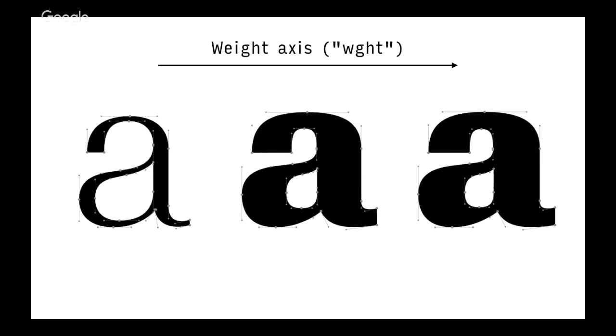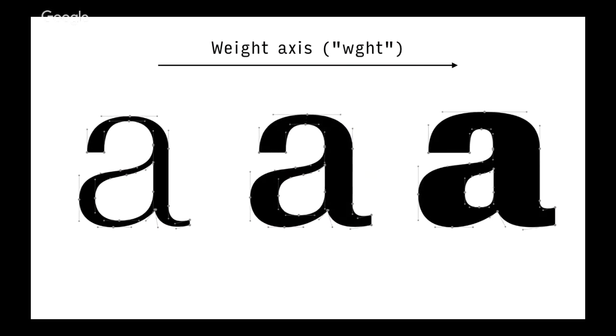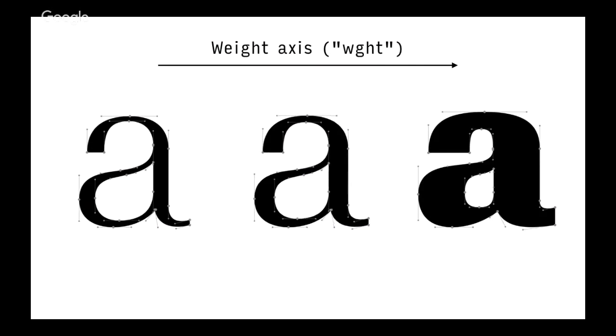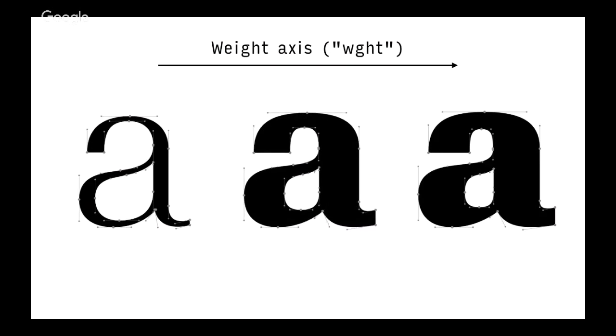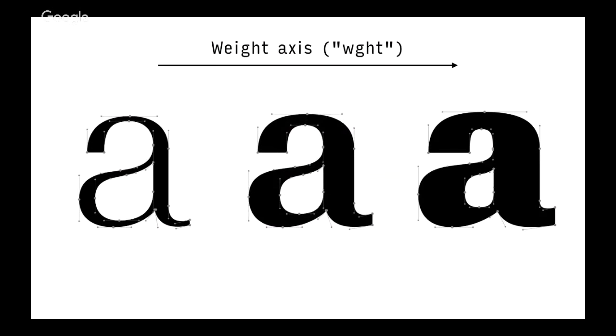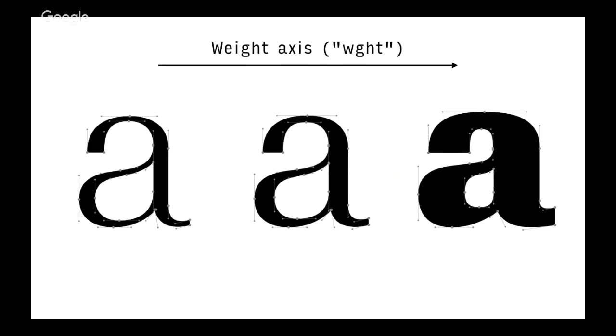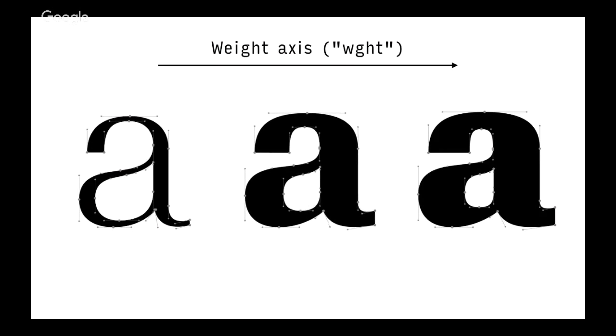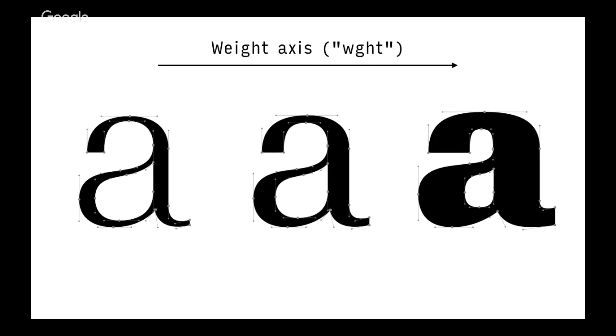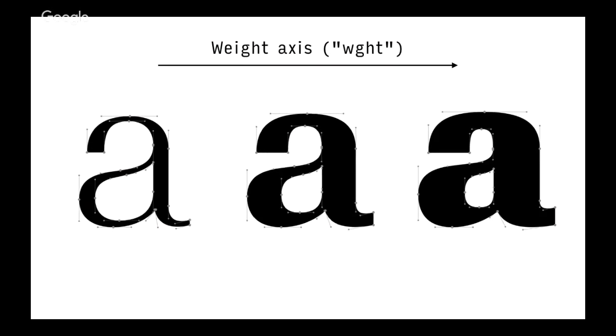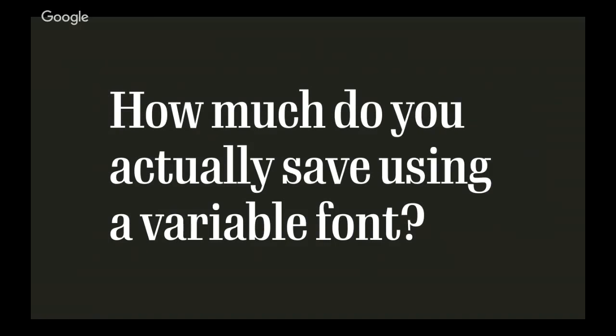Exactly, and they're impossible to name, and that's why we name them with numbers. You can have named instances, right? So I can say in this animation, like right there, that's the medium right there. So I can say in the font, here are some things that you should look at. But still, all the data in between is still there. It's all accessible. So how much do you actually save by using a variable font over static fonts?